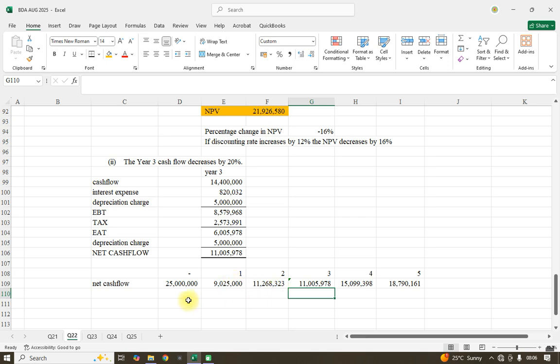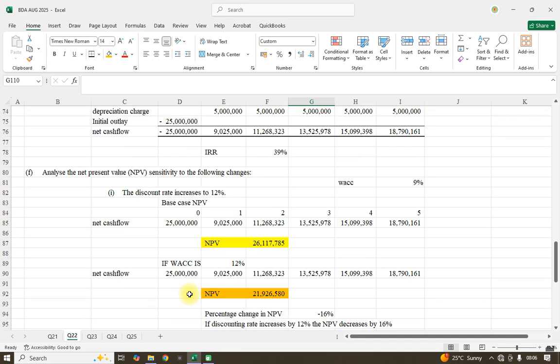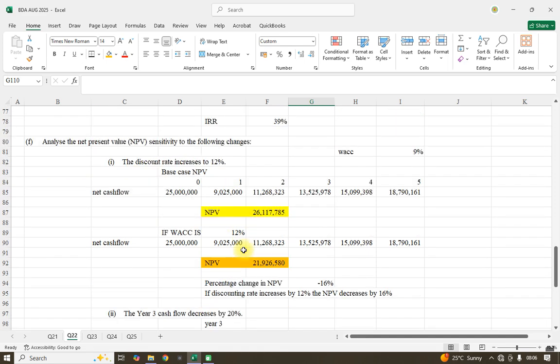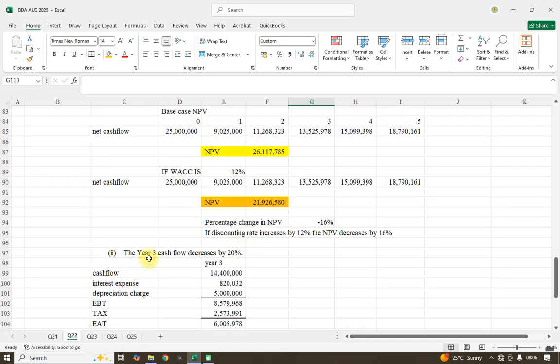So remember now, when you're dealing with sensitivity, we normally change one item at a time. For the first one, the discount rate is the one that increases to 12. But when you're dealing with the second one, year 3 cash flow decreases by 20, the discounting rate remains constant. We normally vary one item at a time.